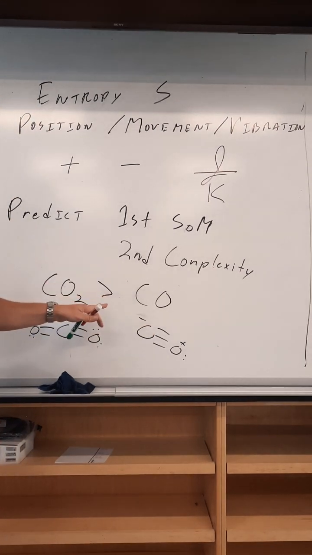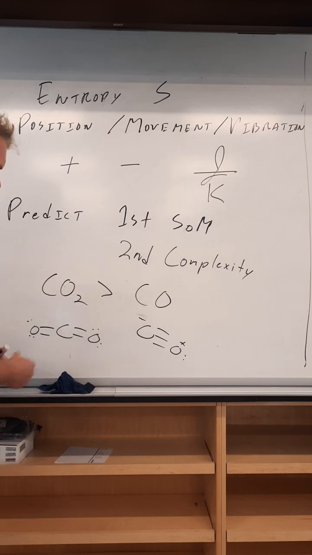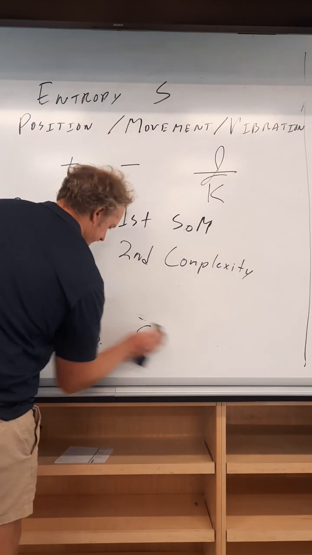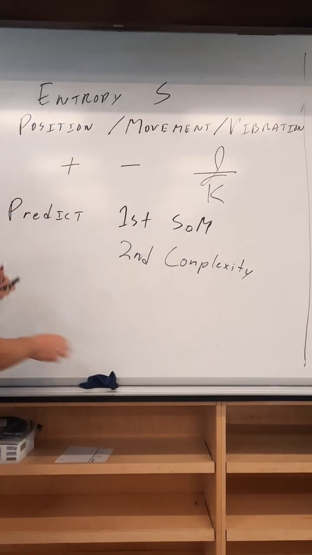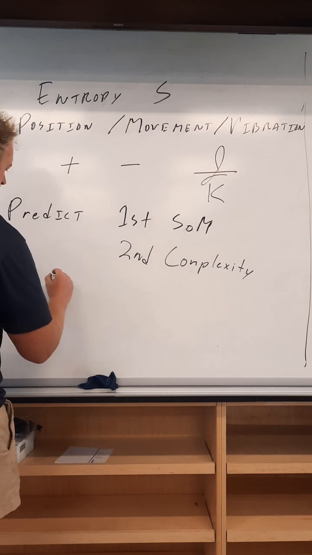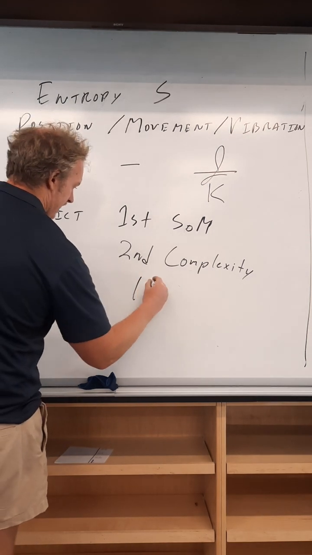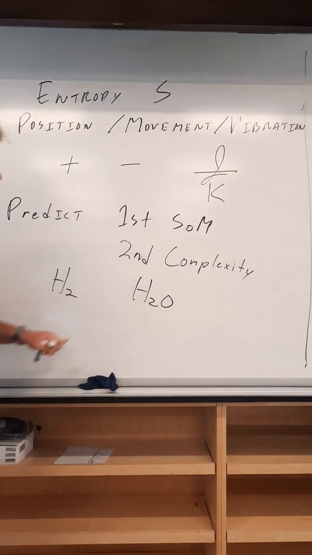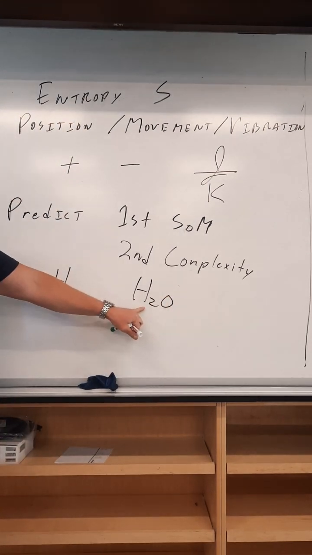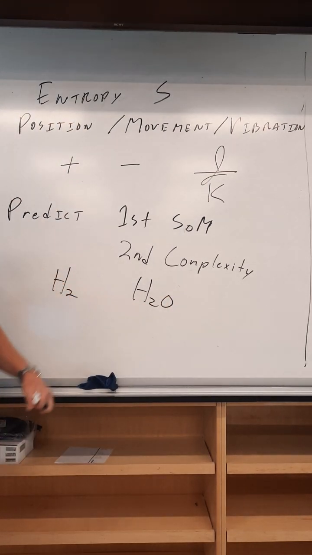We're not talking about comparing melting point or boiling point. We are comparing the complexity of the molecule right here. Another example: H2 versus H2O. H2O is going to have a higher degree of entropy. It has more complexity to it.